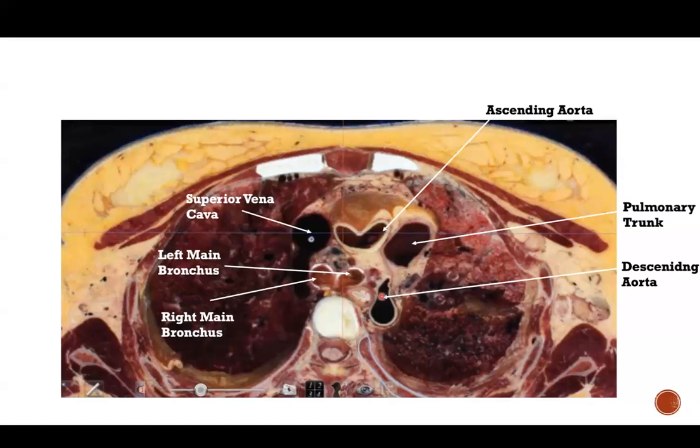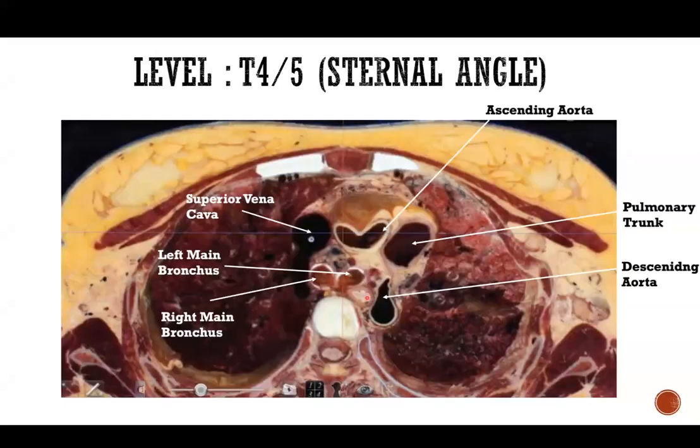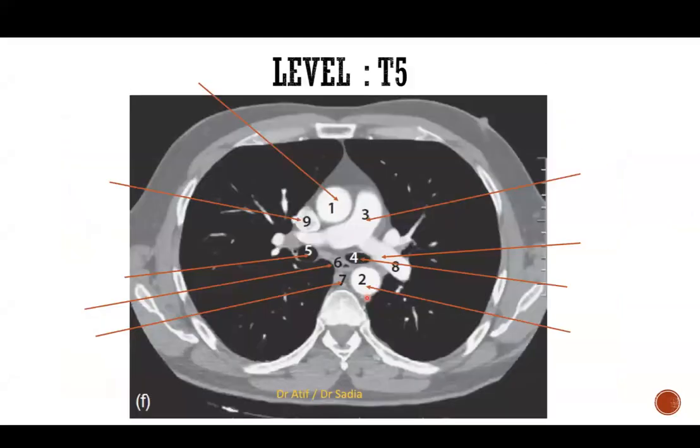This is the descending aorta. This is the pulmonary trunk. We can start seeing the pulmonary trunk. We can't see it fully, but we can just start seeing it. And the most important feature is the bifurcation of the trachea over here. And what structure is this? Esophagus. Next to the esophagus. Excellent. Good job.